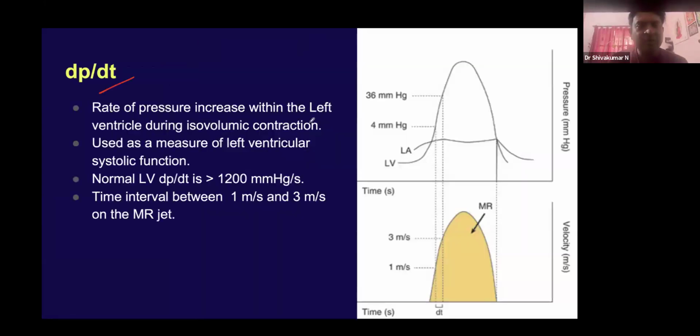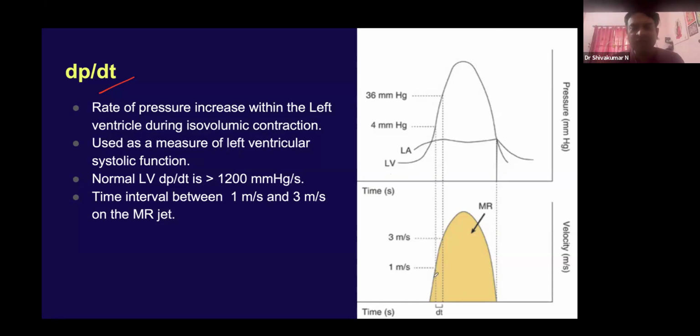So in the LV, when the valves are closed, before the aortic valve opens, is the isovolumetric contraction. The rate of rise of pressure in the left ventricle is the dP/dt. If you see the pressure trace of the LV and the LA pressure trace, and you view this over here, that is the Doppler profile of the MR wave. The dP/dt is nothing but the rate of rise of pressure in the left ventricle.